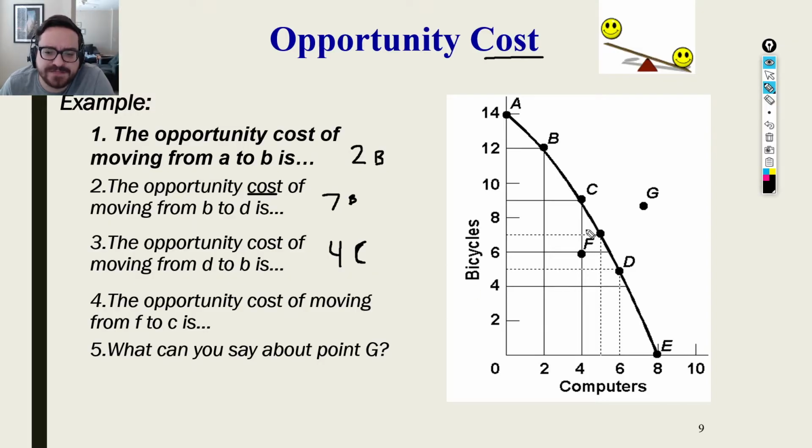From F to C, wait a minute. I go from 4 and 6 to 4 and 9. I don't give up anything. Correct, you don't give up anything. That's why F is inefficient.